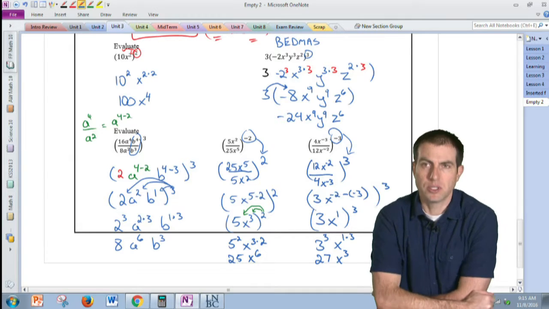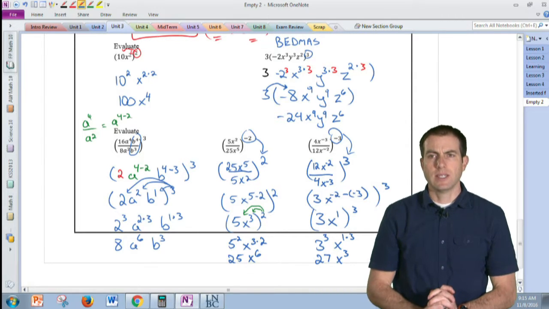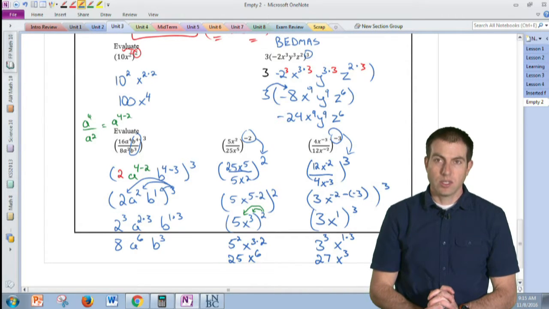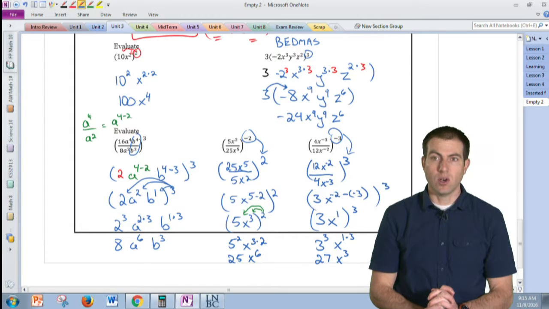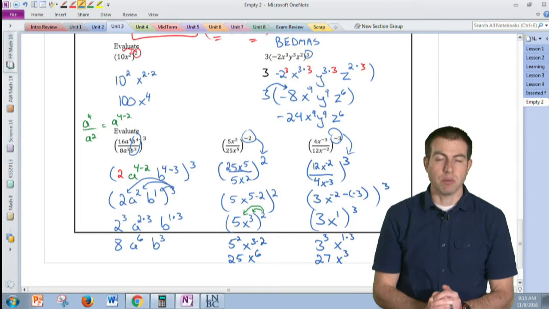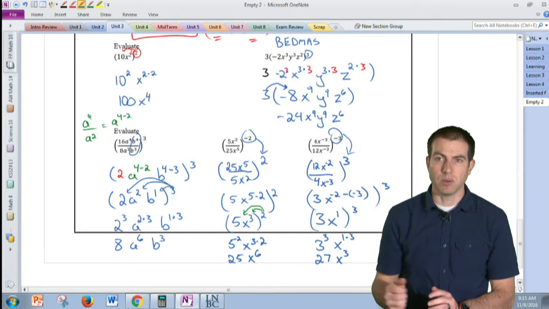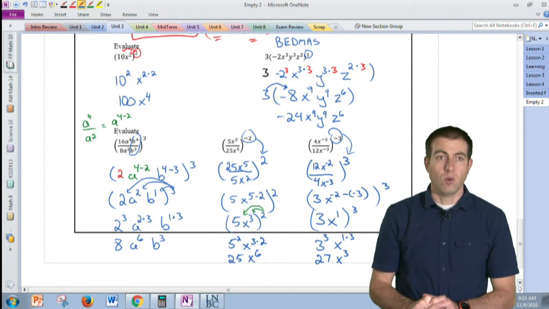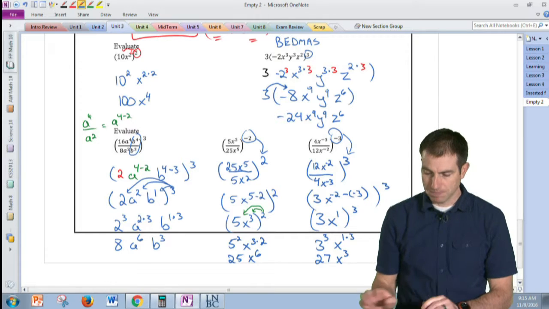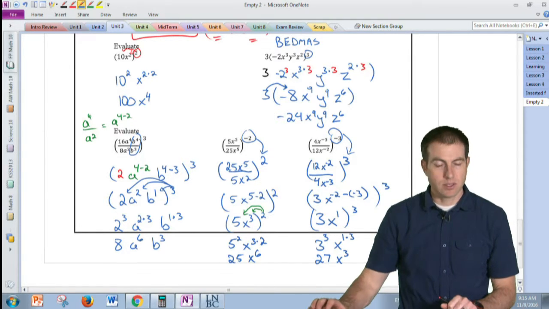And I guess the trickiest bit of it is that you can do it different ways. I could have done the simplification inside the brackets first, and then I could have dealt with the exponent outside. One person's with me. Perfect. All right, let's keep going.